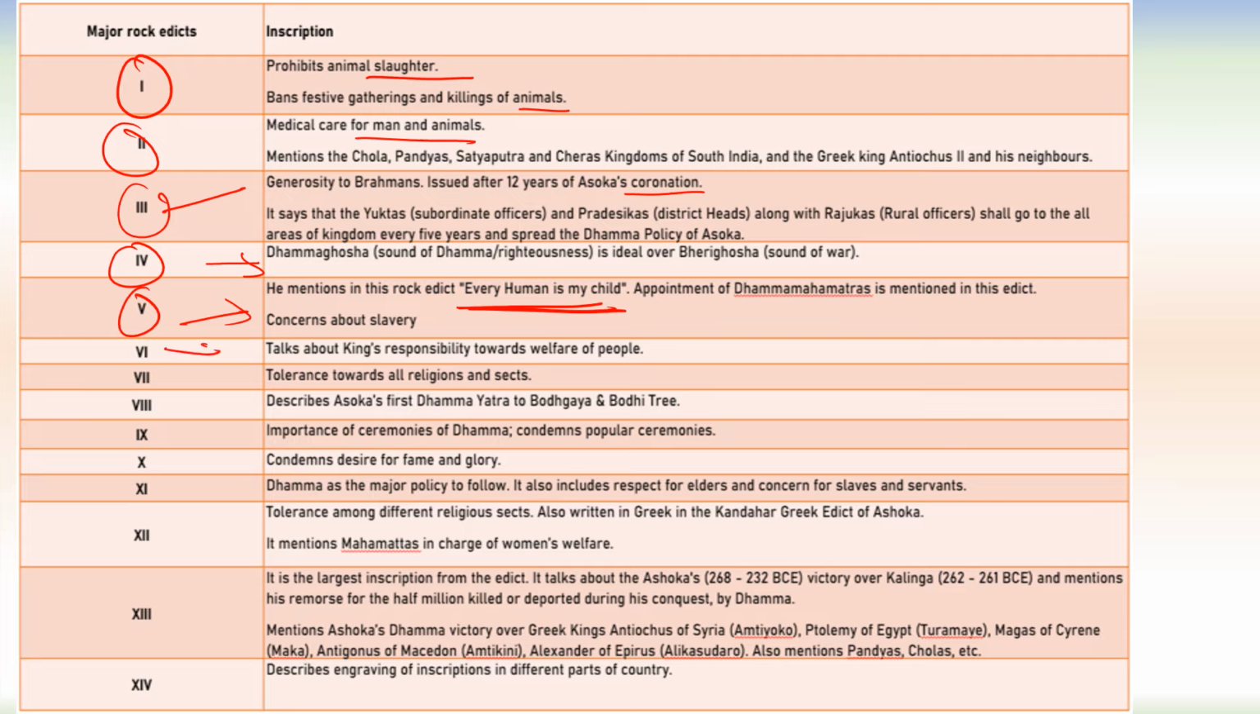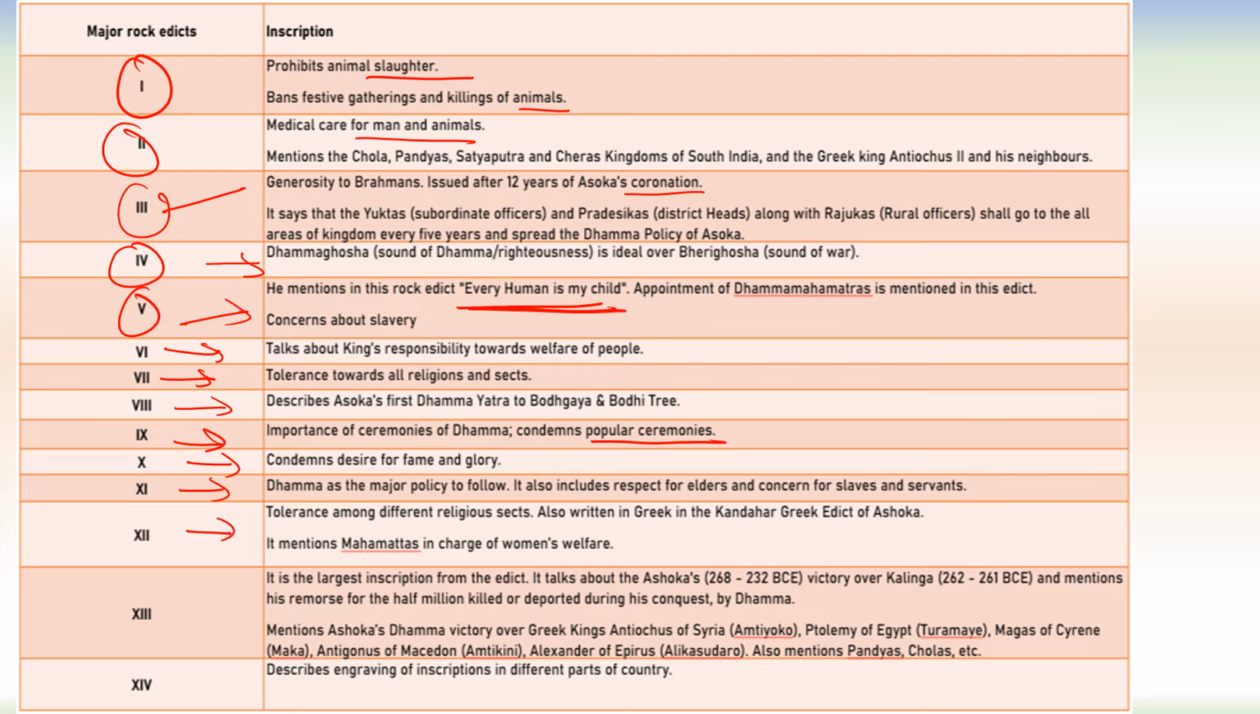Sixth, talks about king's responsibility towards welfare of people. Seventh, talks about tolerance towards all religions and sects. Eighth, describes Ashoka's first Dhamma Yatra to Bodh Gaya and Bodhi tree. Ninth, importance of ceremonies of Dhamma, and he condemns popular ceremonies. 10th, condemns the desire for fame and glory. 11th, Dhamma as a major policy to follow. It also includes respect for elders and concerns for slaves and servants.